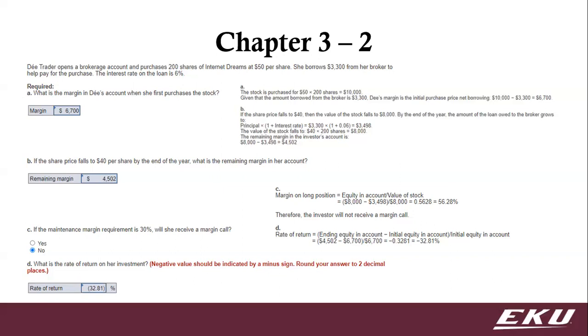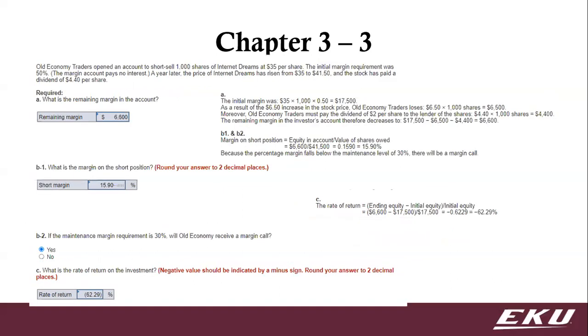The thing to notice, though, is the share price fell from 50 to 40. So that's about a 20% drop, right? $10 from 50, right? So the share price fell 20%, but their rate of return is negative 32%, right? Not negative 20. And that's because margin magnifies your gains, but it also magnifies your losses. And so in this case, those losses get worse.